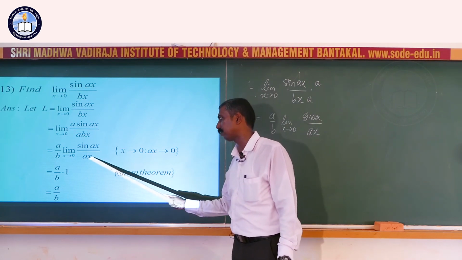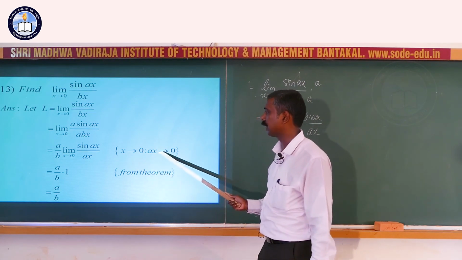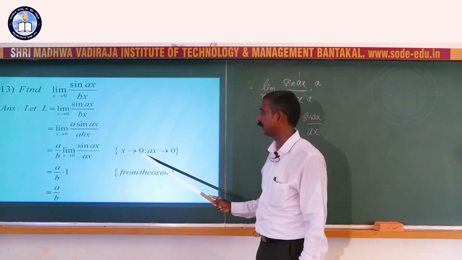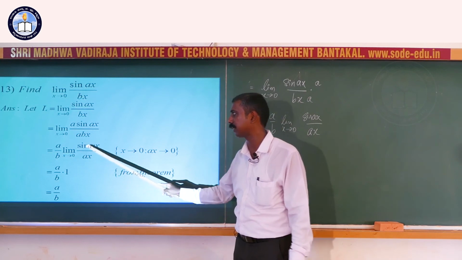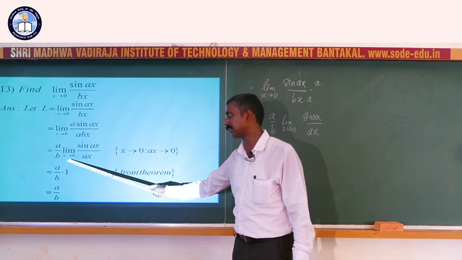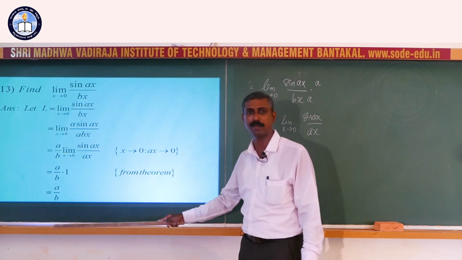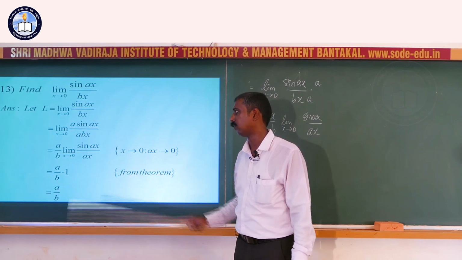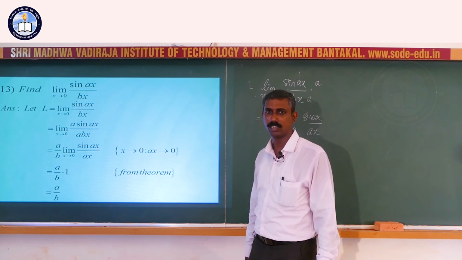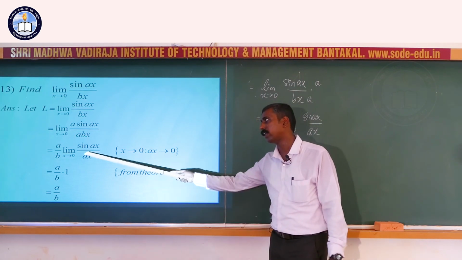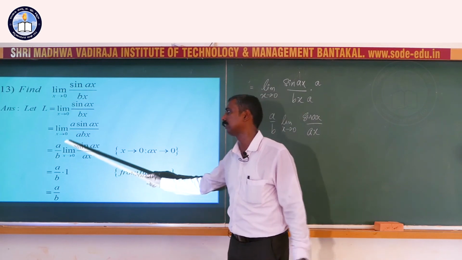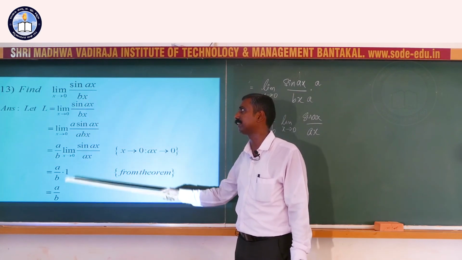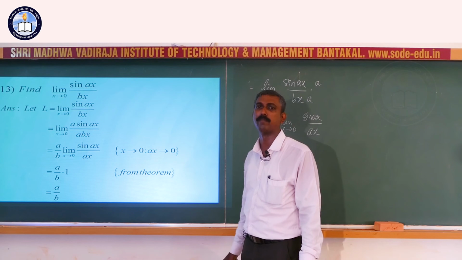So, in the sin theta by theta format, as x tends to 0, what happens to ax? Since ax is equal to theta, x tends to 0, ax has to tend to 0. So, theta tends to 0, this is limit theta tends to 0, sin theta by theta. Otherwise, instead of that small x, you can consider a capital X, limit capital X tends to 0, sin of capital X divided by capital X. What is the value of that? We are using the theorem and we know that it is equal to 1, hence this is a by b into 1. So, the final limit value of limit x tends to 0, sin ax divided by bx is a by b.